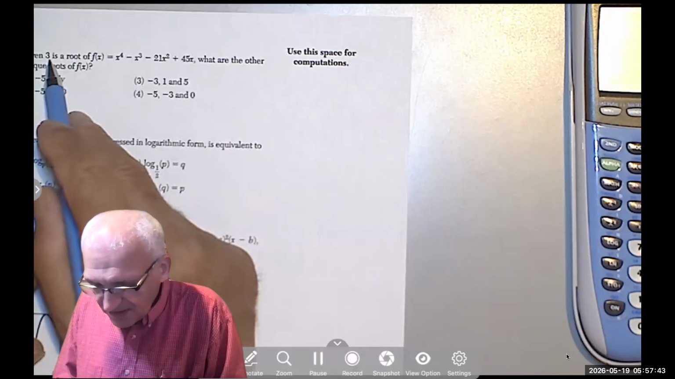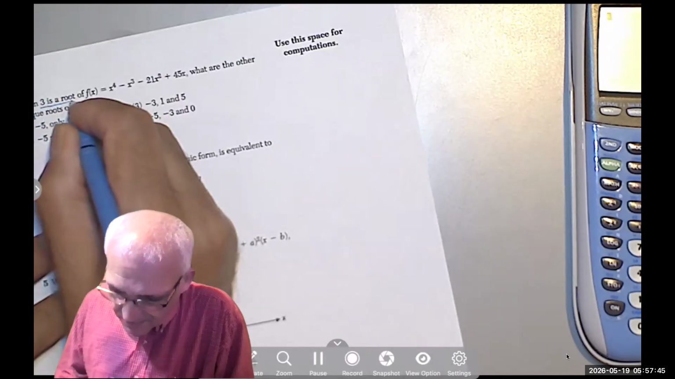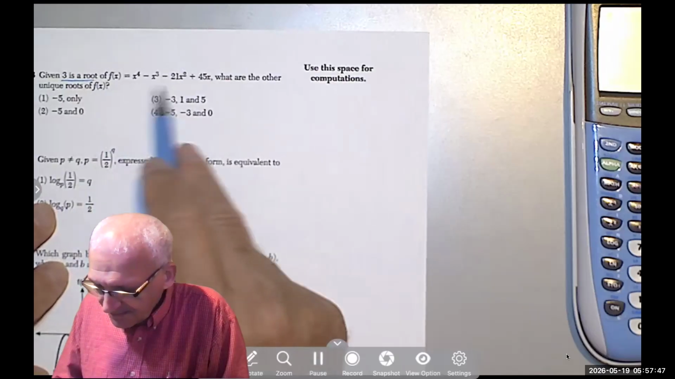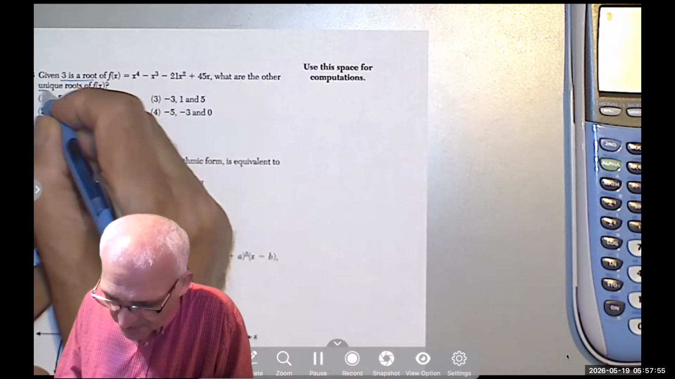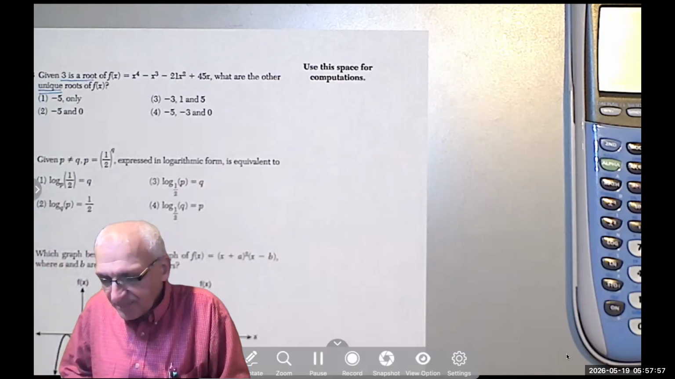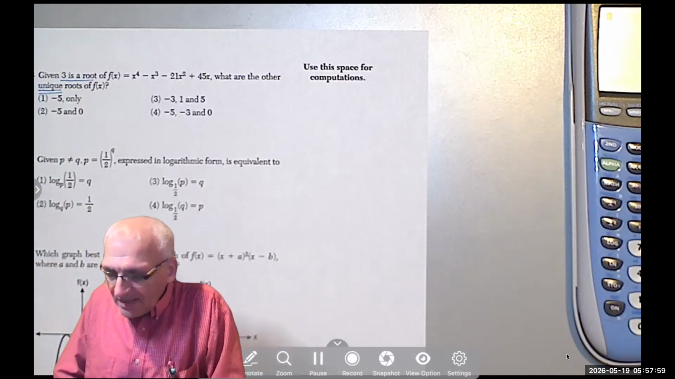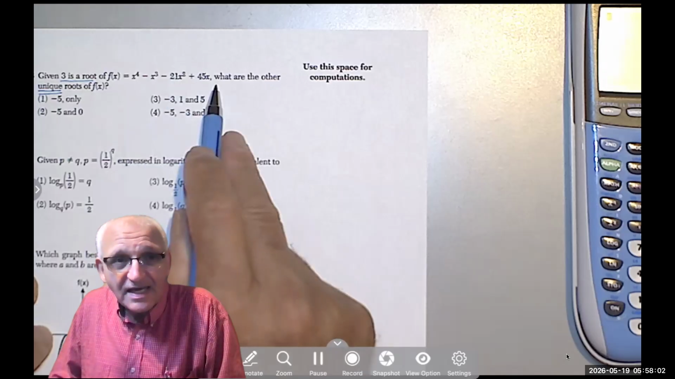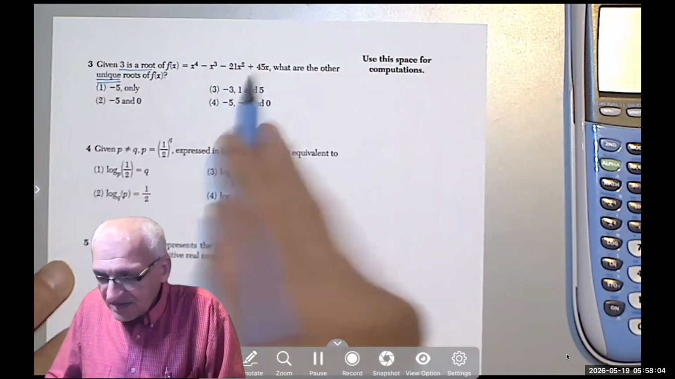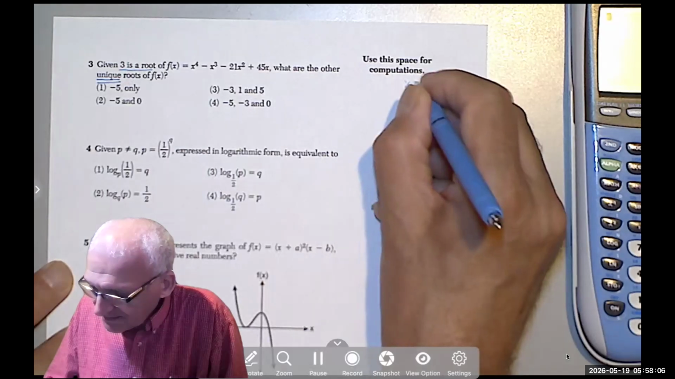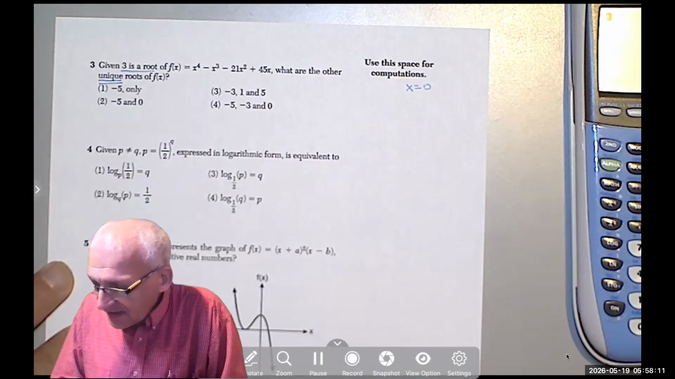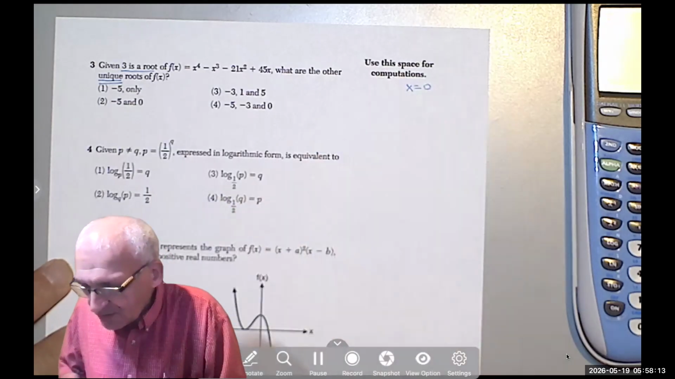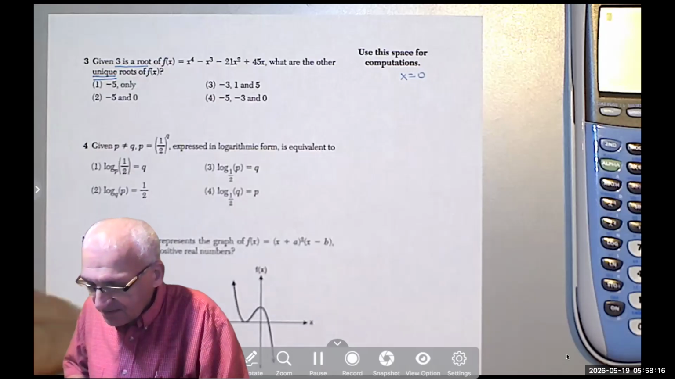Okay, given 3 is a root of f of x, what are the other unique, that may be an important word here, unique roots of f of x? Well, here all the terms are multiplied by x. So one of the roots is x equals 0, right? We know that. So we can exclude 1 and 3 because they don't have 0, unless we have, no, we can't have more than 1 zero. So we can exclude 1 and 3.